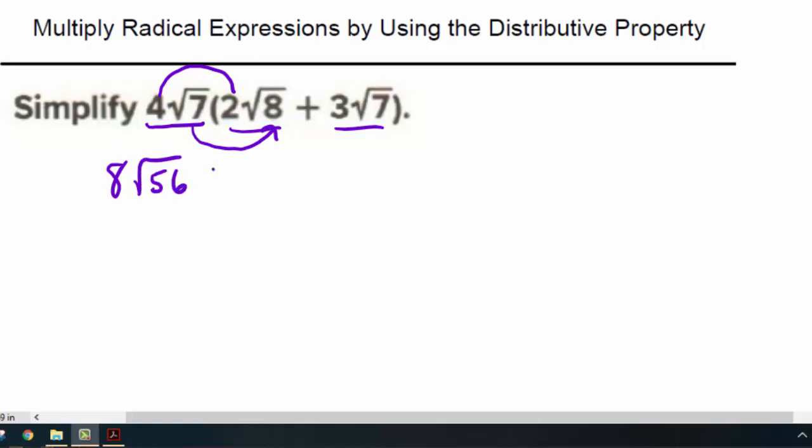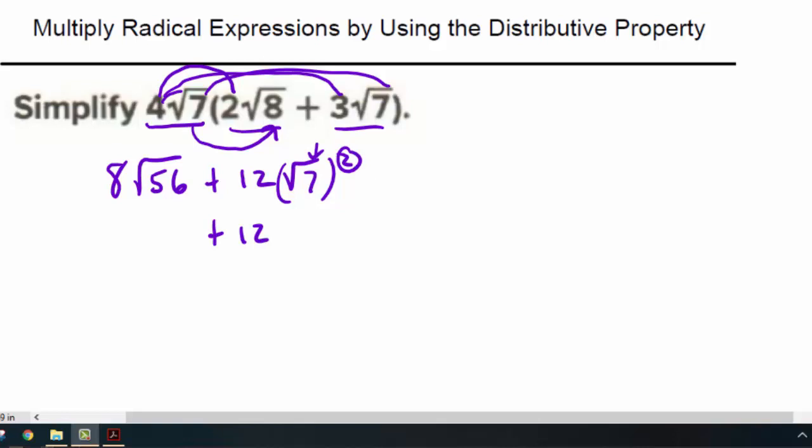56. Bring down the plus, and I'm going to take the 4 and distribute to the 3 over here. That's going to give us the 12. And then the radical 7 times radical 7 is going to give us radical 7 squared. And radical 7 squared is actually a perfect square. Remember that the power of 2 is going to undo the radical or the square root. And that's going to give us a times 7. And then when we simplify that, we end up with an 84. Bring down the 8 square root of 56.